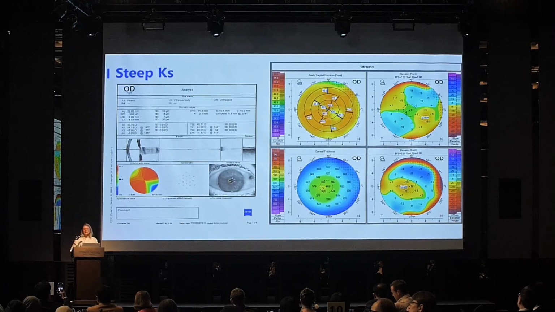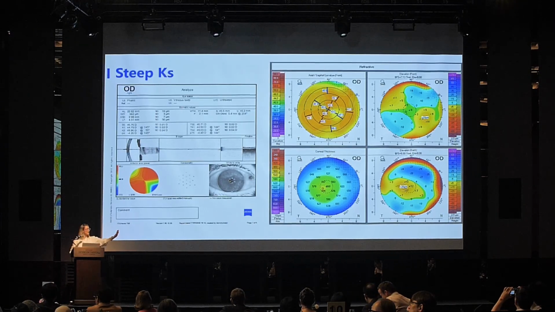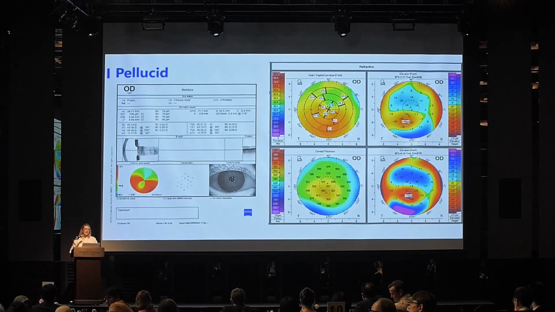Here's someone with steep Ks. They haven't had prior surgery. So the colour coding works really well to spot outliers. Pellucid, it often picks this up really well. It's often in the central cornea, it's fairly regular right at the centre. So this is someone that I'd probably still be using a toric lens.